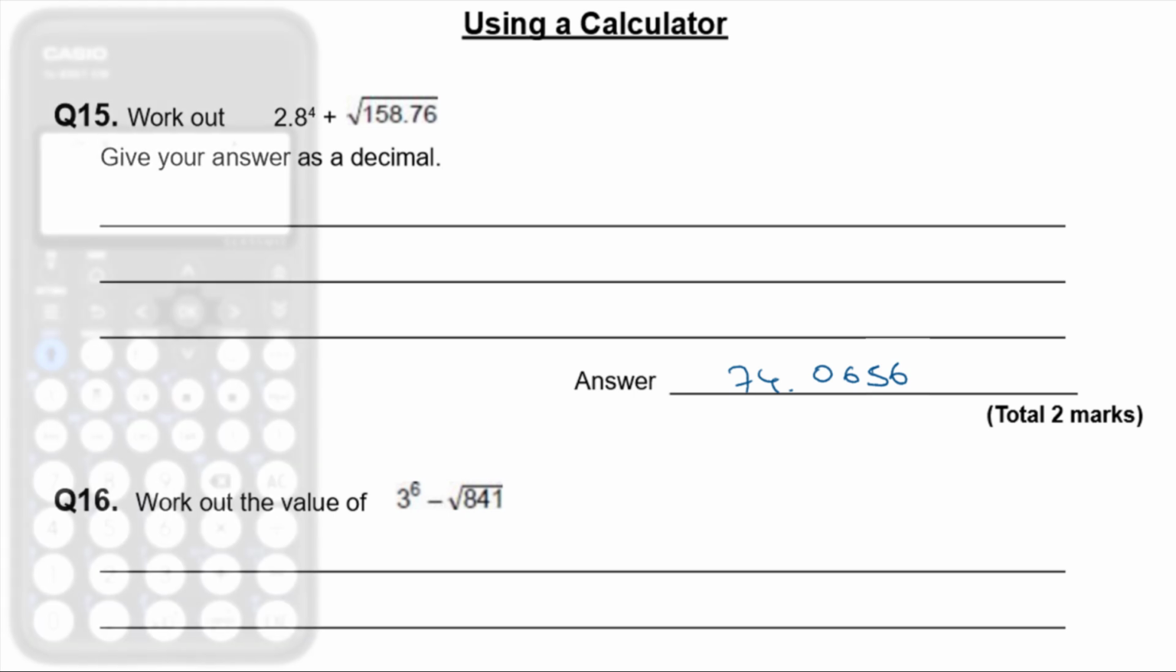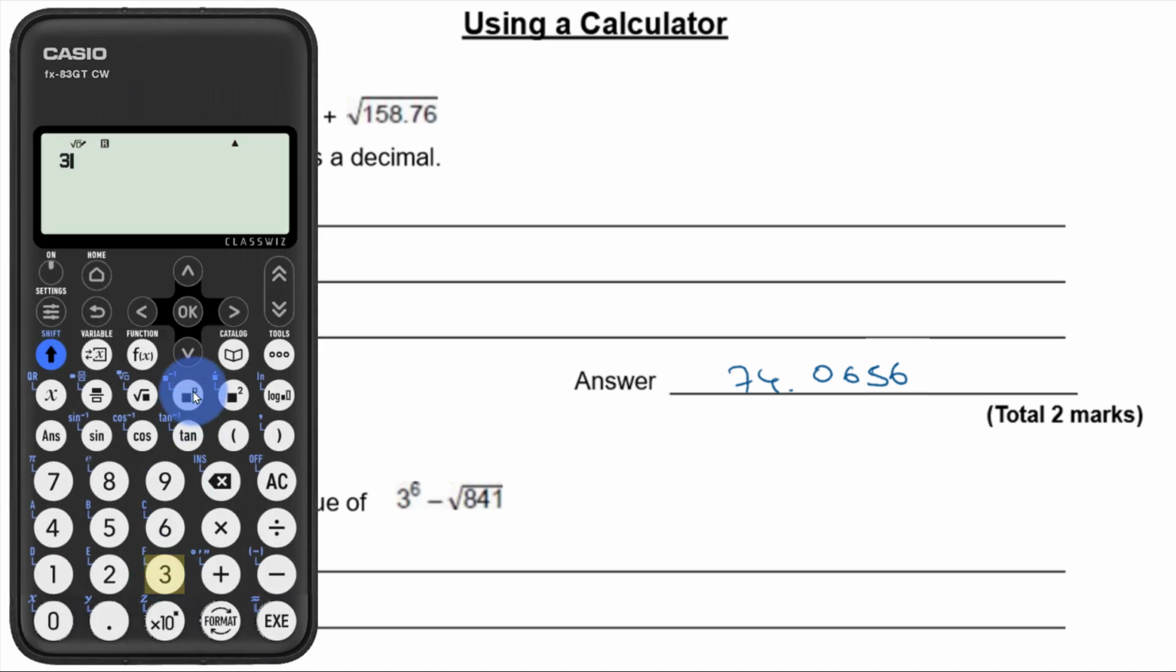Now question 16 has a very similar structure. So I'm going to press 3, going to use the power key, going to put the 6 in it, going to press the right key to come out of the box, going to press minus, then the root symbol, and then the 841. And yeah, looks like it does on the page, so I'm going to press equals, and that comes out to be 700.